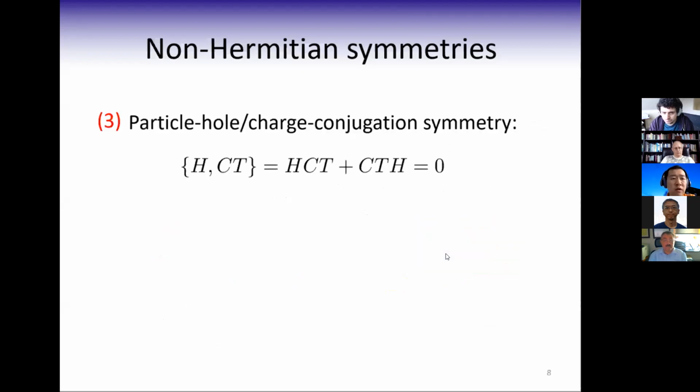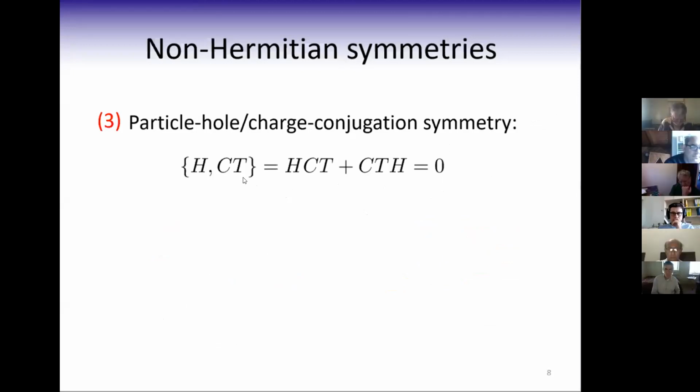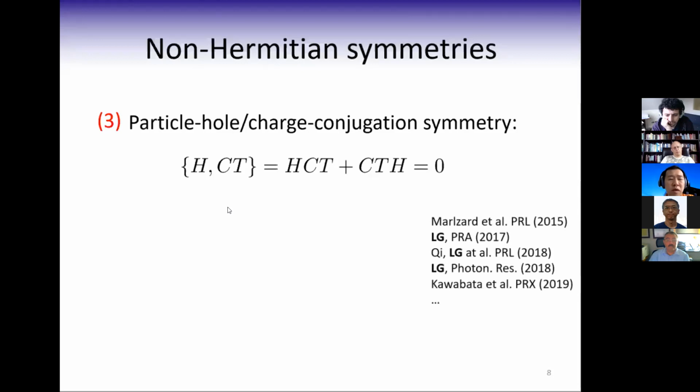Okay, so the third symmetry I want to mention is the particle symmetry or charge conjugation symmetry. This is a well-known symmetry in condensed matter context and also in high energy physics. If you think about that, that's the same structure as the anti-PT symmetry. You have an anti-linear operator, I'll specify what the C operator is, and this anti-linear operator anti-commutes with our Hamiltonian. There have been several groups working on this particular symmetry and its extension to non-Hermitian systems, including, for example, myself and a group in Japan, and also Heinrich Schirmer's group.